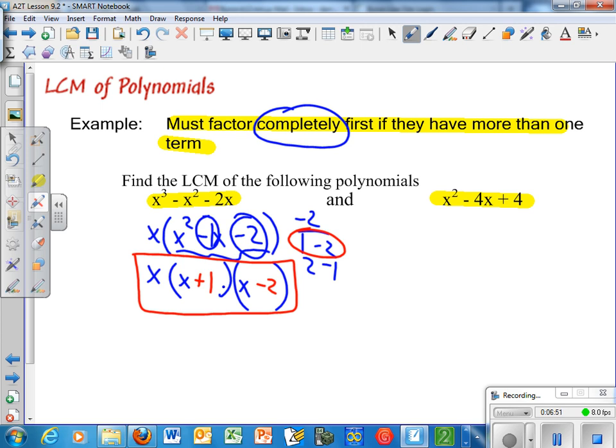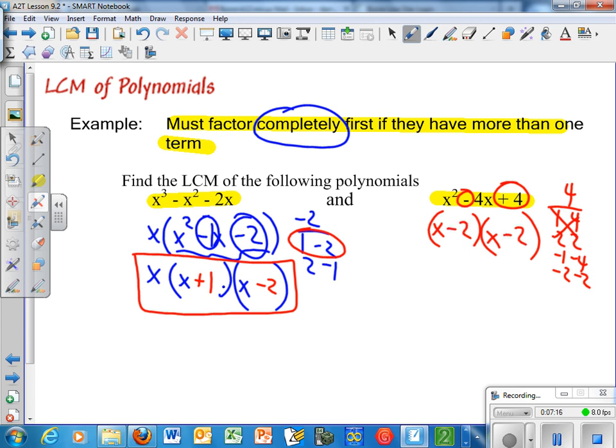Now I look over here. I can't take an x out on this one, so I'm going to go right into, okay, is it a trinomial that's factorable? And it probably is. Factors of 4, 1 and 4, 2 and 2, but I don't really need my positive ones. The signs are the same, but they're going to be negative. So negative 1, negative 4, negative 2 and negative 2. Which pair adds up to negative 4? Negative 2 and negative 2.